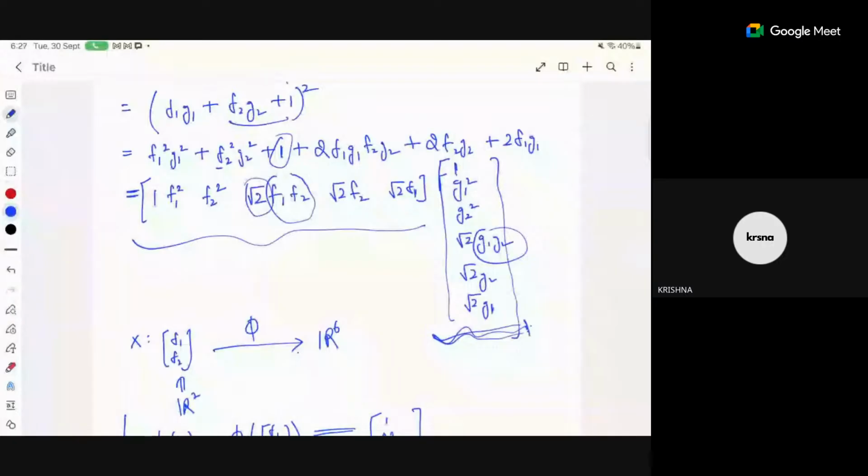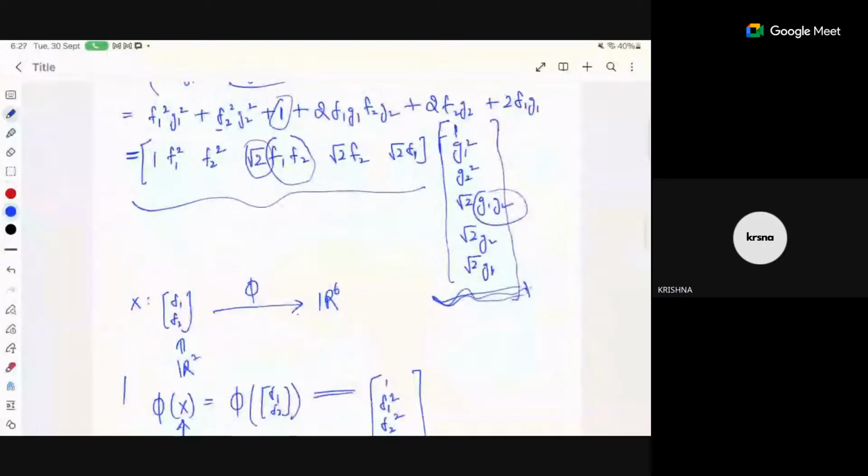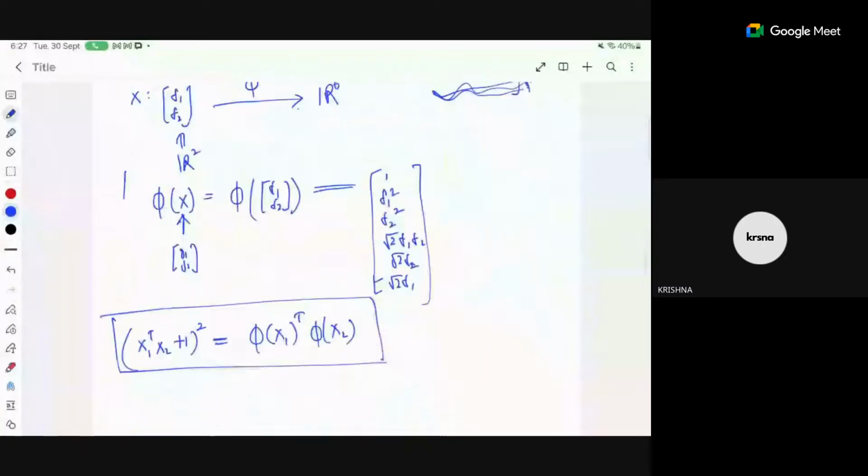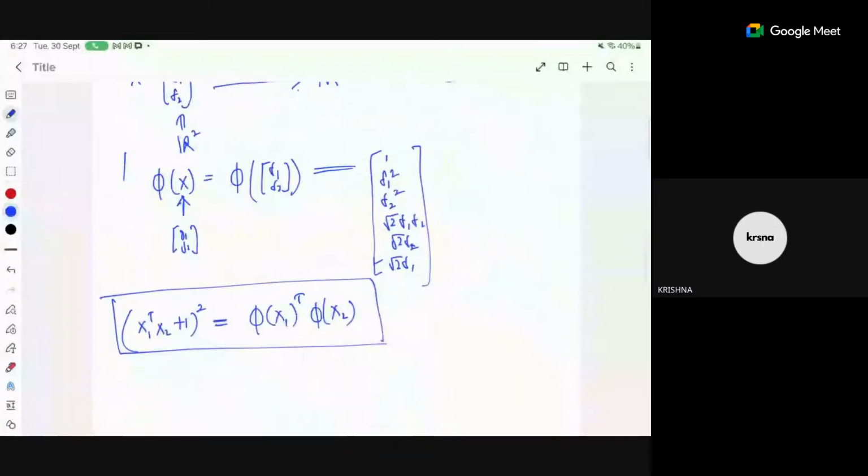Because you're saying this phi is taking your R2 to this vector, but on the other side you're saying your phi is taking this x from R2 to this vector. So your mapping should be the same. So what we did is we wrote x1 transpose x2 plus 1 whole square to be phi of x1 transpose phi of x2.